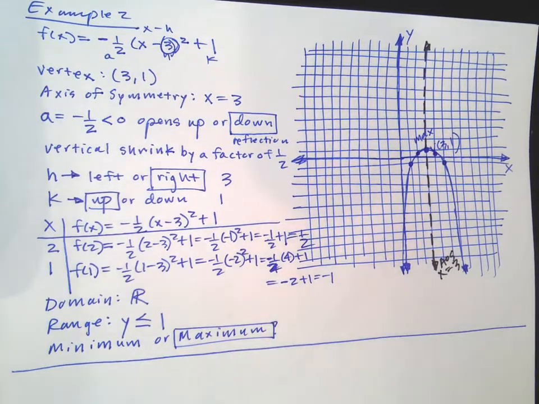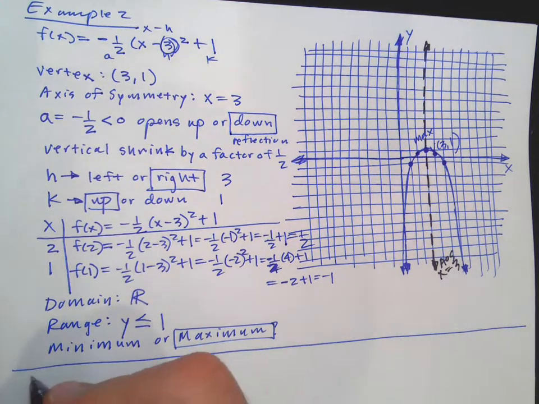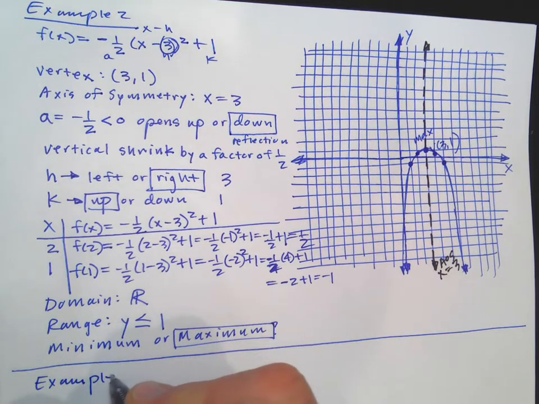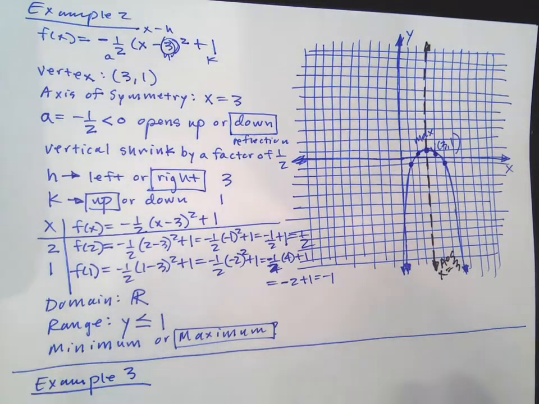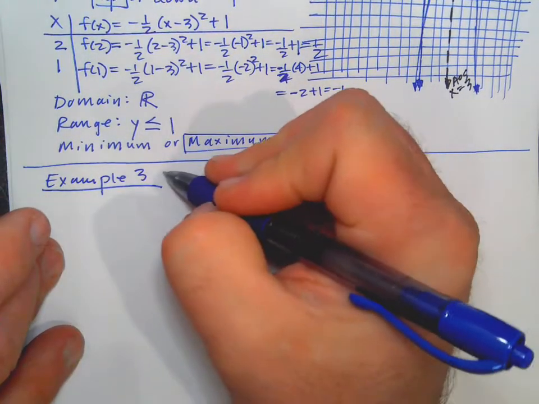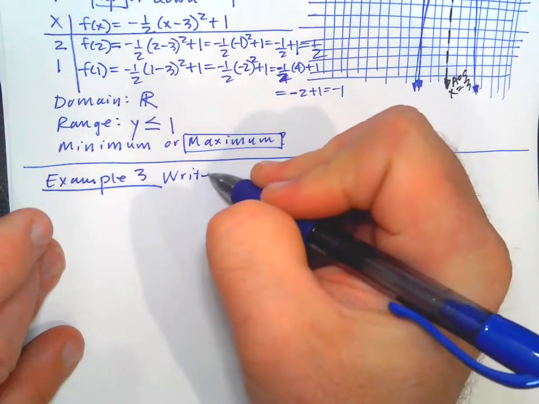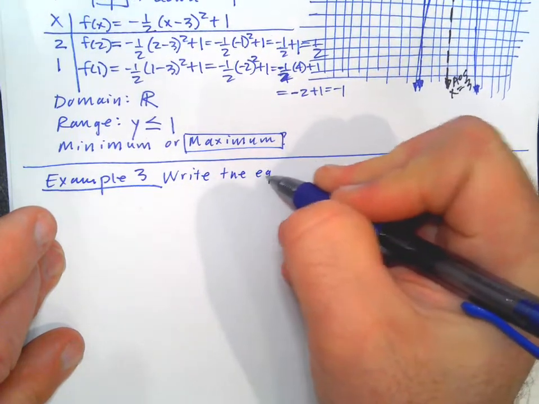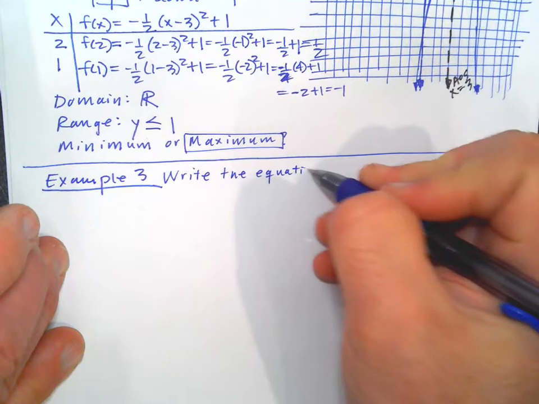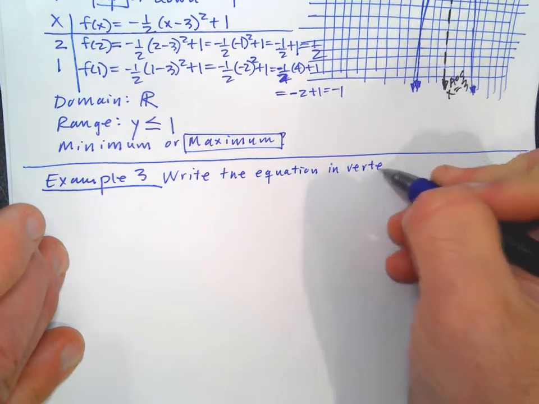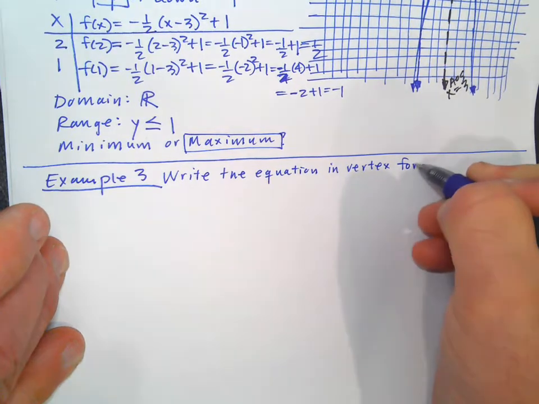So that's what we're going to be doing. I got one more example for you. That should be a little quicker. We're not going to graph it. So example 3. This is kind of like the same idea, but going backwards. So they're not going to give you an equation. Your job is to write the equation in vertex form. So they don't give you the equation.